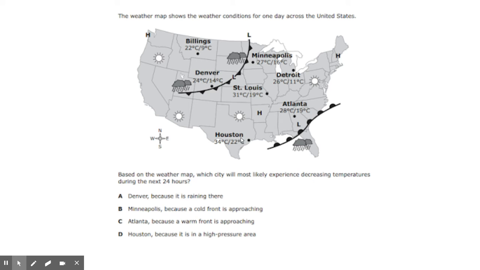So if we're looking at this diagram carefully, we can see that there's a cold front here. So the air behind the cold front would be cooler.